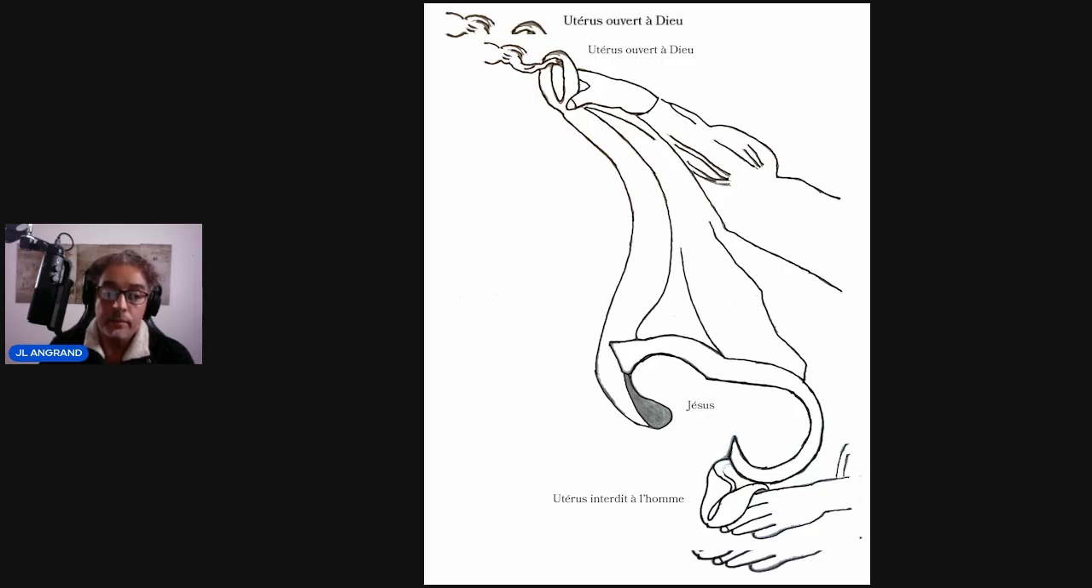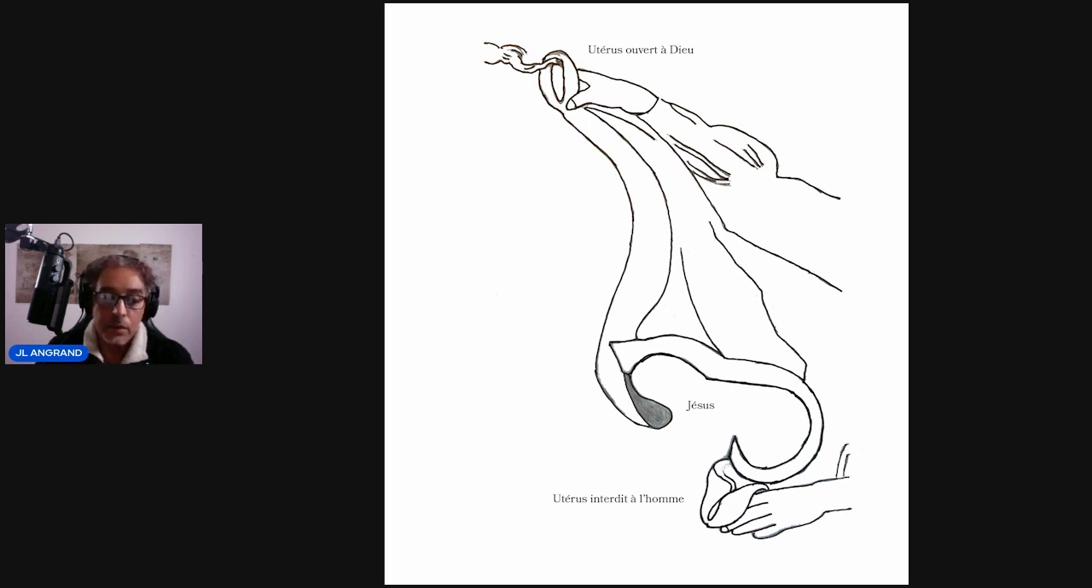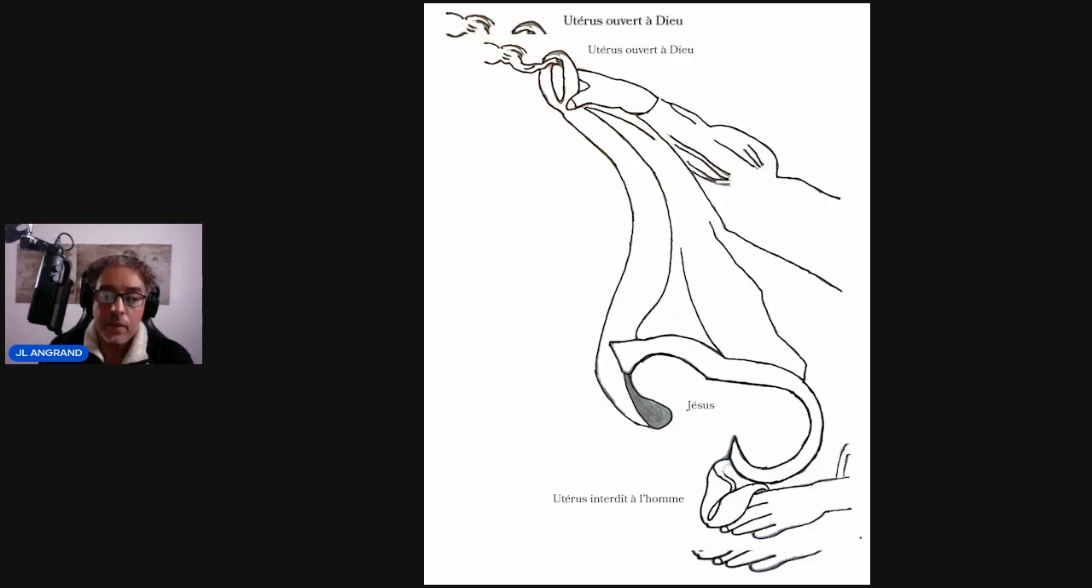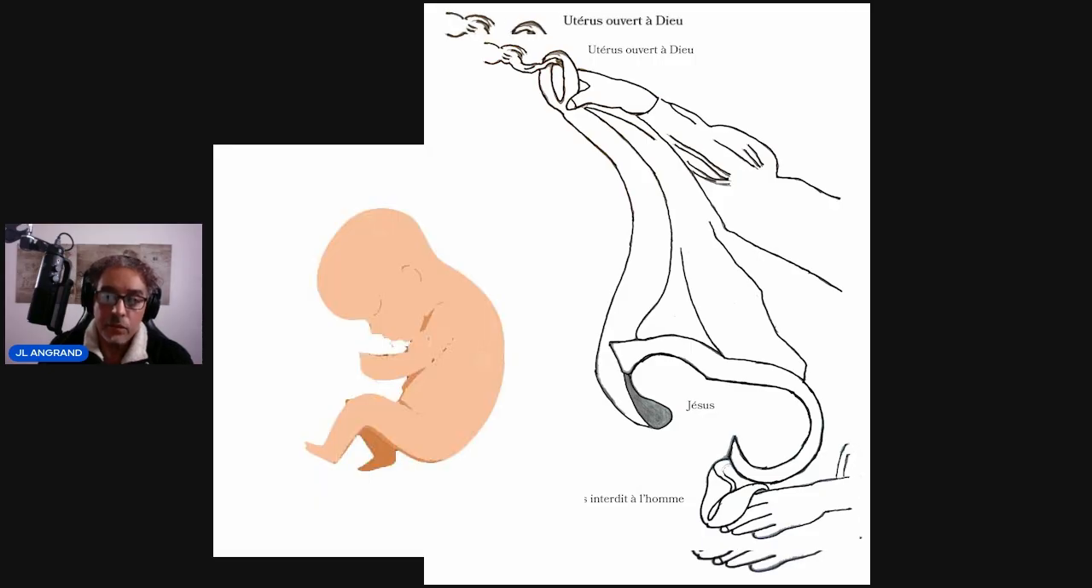And in the collar, here in the neck, appears the outline of a baby. Botticelli indicates to us that the Virgin Mary is pregnant with Jesus. Here is the baby, the outline of a baby. There you go. So you have at the top divine fertilization, you have the baby Jesus. And at the bottom, it is closed. It is closed to man.